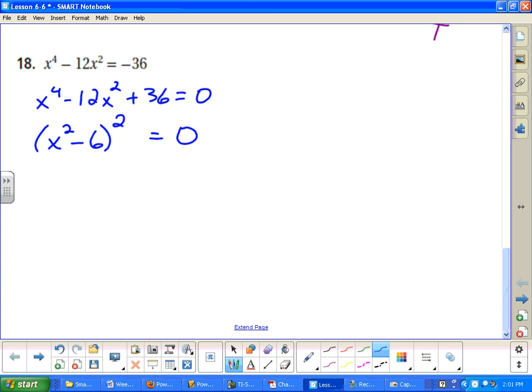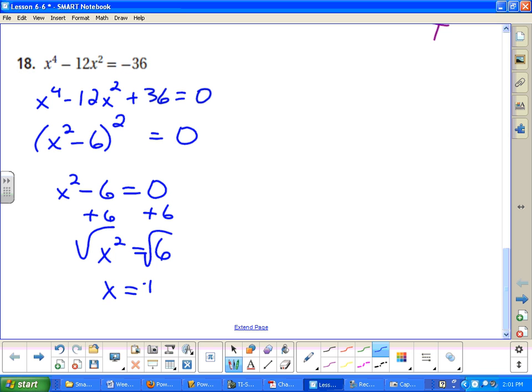Okay. So then we have x squared minus 6 equals 0. So we add 6 to both sides. Get x squared equals 6. And then square root. So x equals plus or minus the square root of 6.